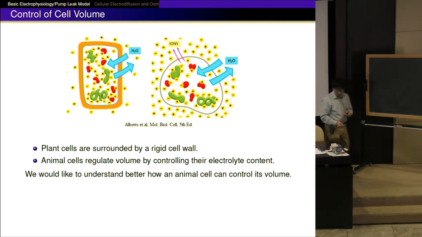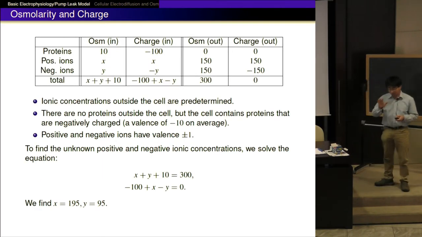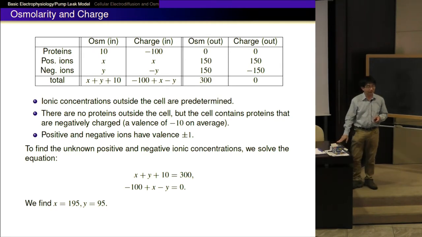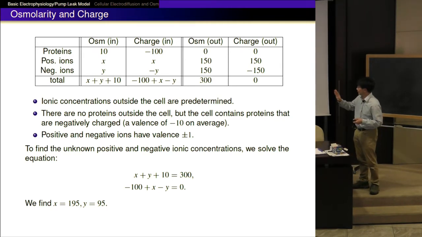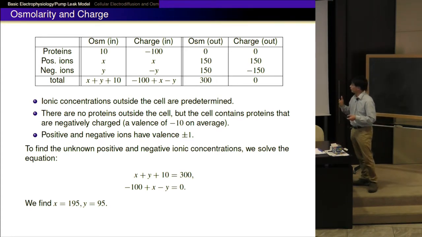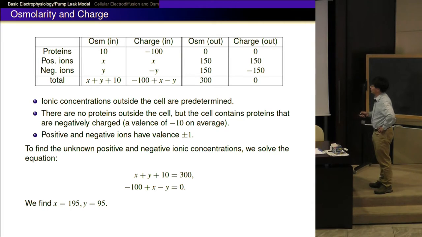Anyway, to understand what is happening with animals, I'm going to write down an extremely simplified explanation. I'm going to go through an extremely simplified explanation first of how this works, and then I'll talk about a more sophisticated mathematical model of this. Okay, so how does this extremely simple thing work?